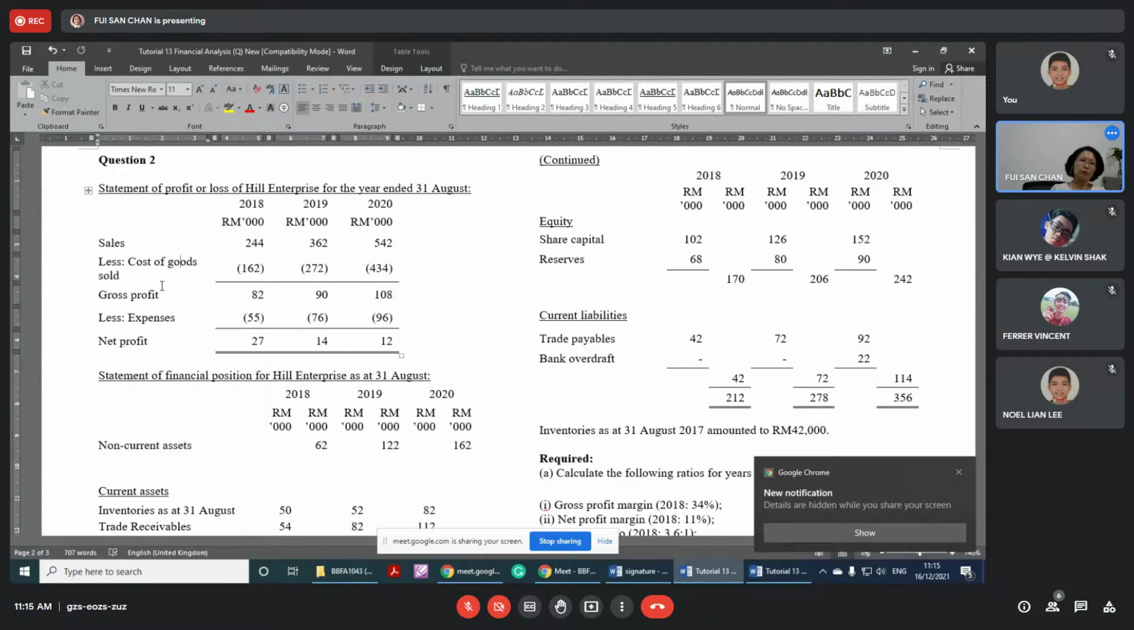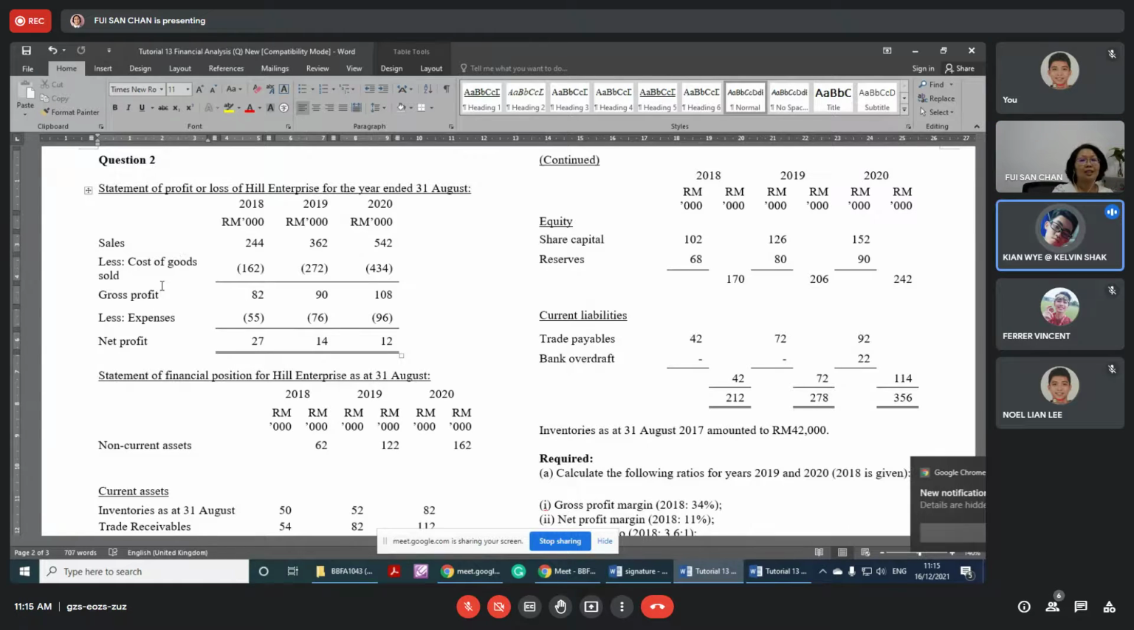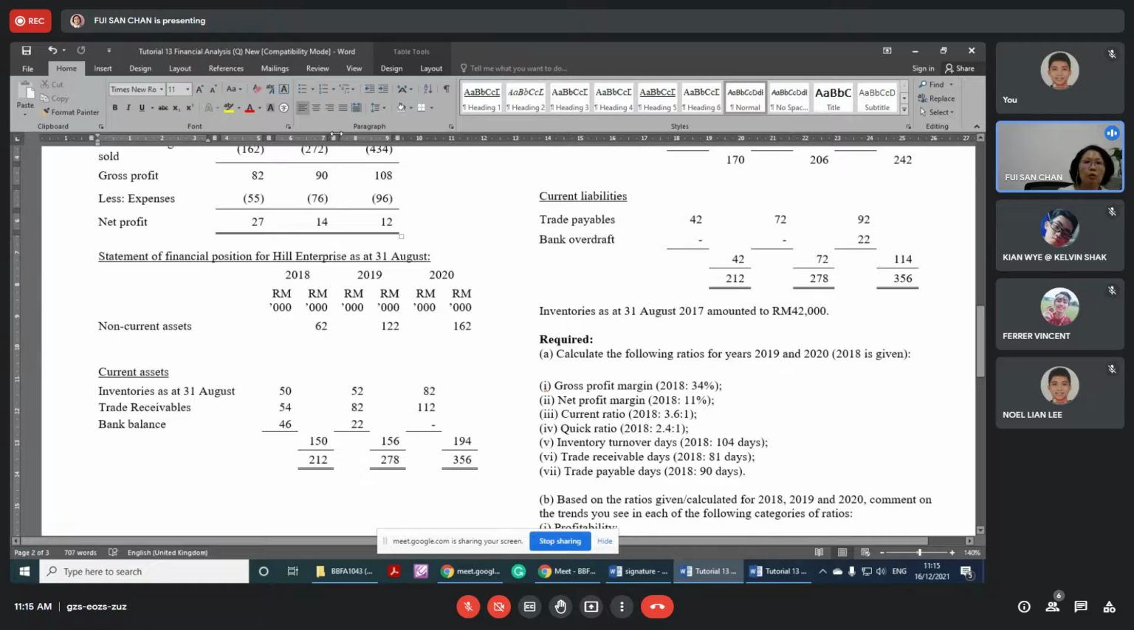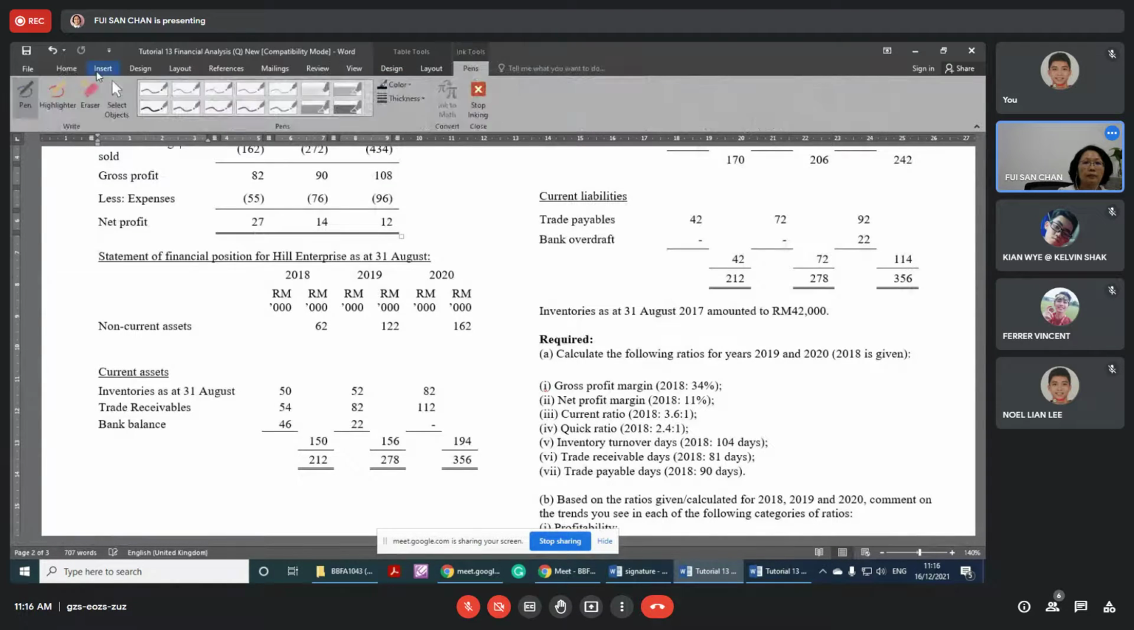So if you really cannot find opening, then how? Can assume 0. In this case, you only take closing stock. So meaning your closing stock will be here. You only take closing stock, you use this one. No need for average. Just take this one for 2019, this one for 2020.